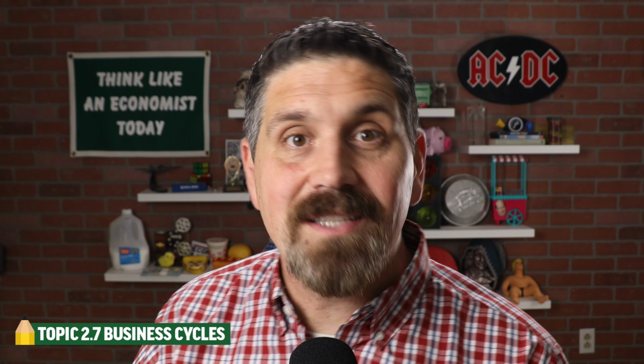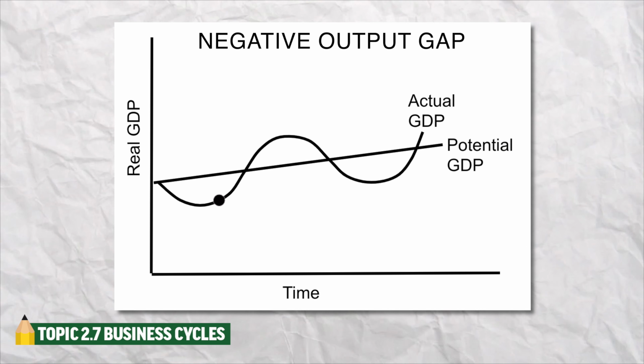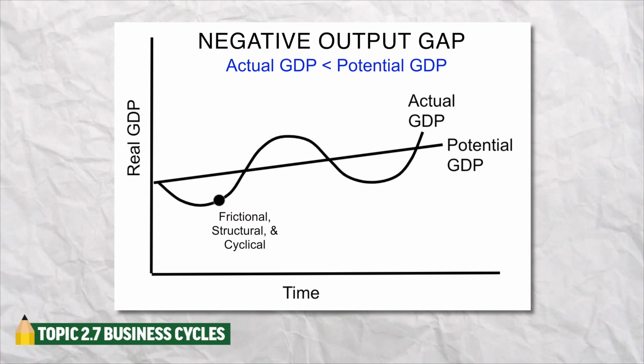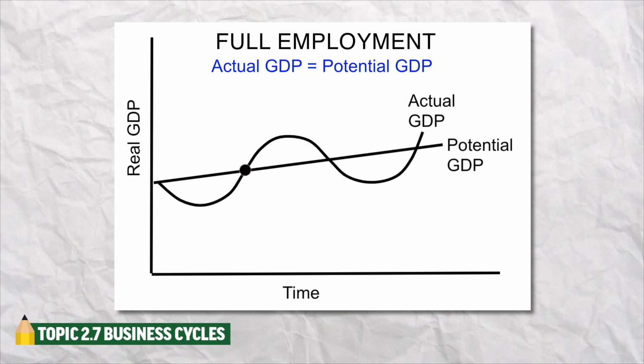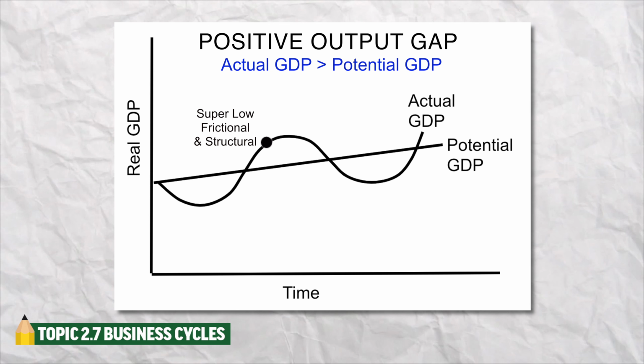The big takeaway here is that at any point in time, the economy can only be in one of 3 places. It can have a recession or a negative output gap when there's all 3 types of unemployment and actual GDP is less than the potential GDP. It can be at full employment where the actual GDP is equal to the potential GDP, so there's only frictional and structural unemployment and no cyclical unemployment, and that means we have the natural rate of unemployment. Or it can have an inflationary gap or a positive output gap when there's still some unemployment, but it's really low frictional and structural unemployment, and the economy is overheating. The actual GDP is greater than potential GDP, and all that spending is going to lead to higher inflation.